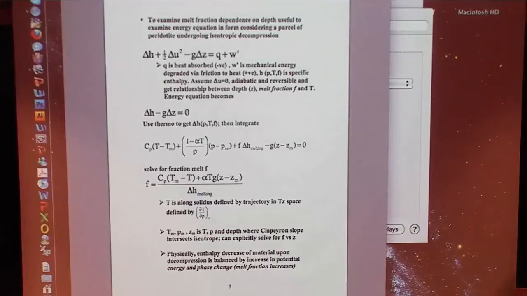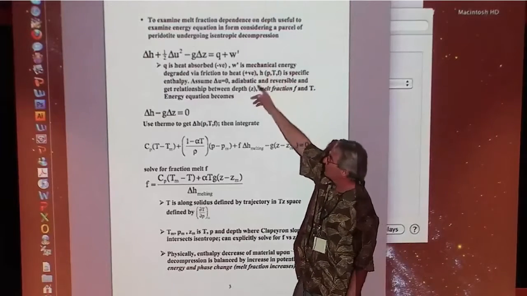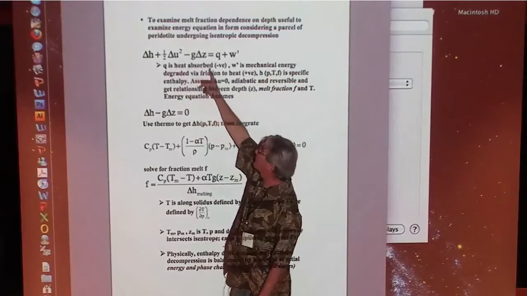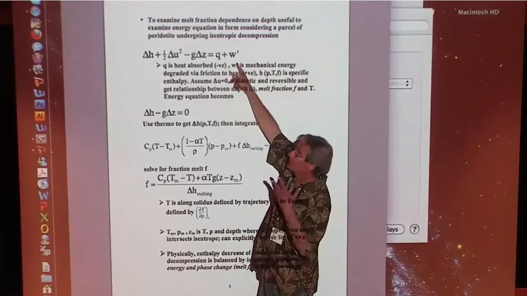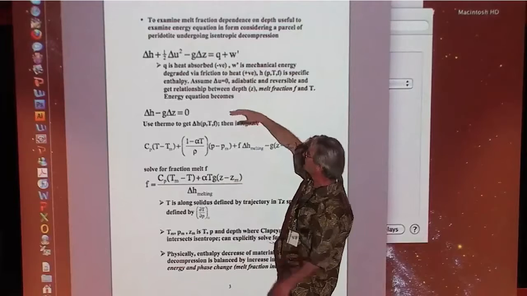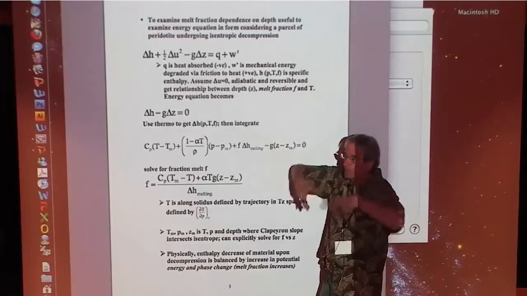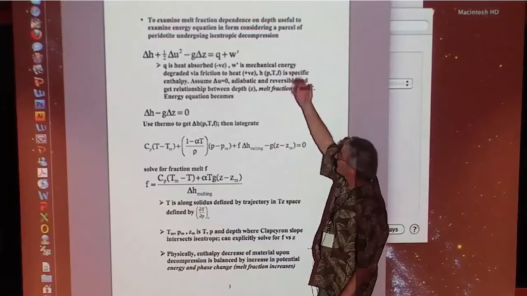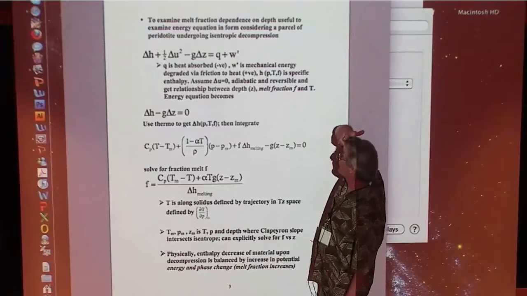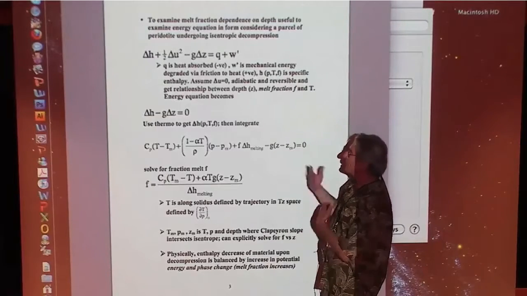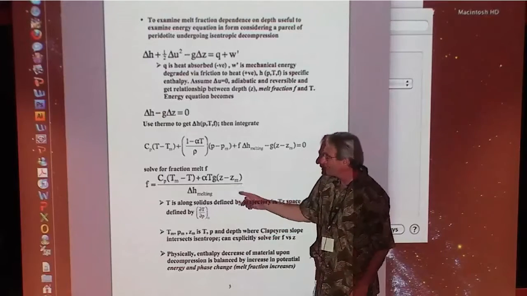You can examine the one-dimensional energy equation. This is an enthalpy change, kinetic energy, gravitational potential, heat absorbed, and the non-pressure volume work. You make all these classic assumptions about neglecting: it's adiabatic ascent, heat does not leave the pipe, and you don't worry about friction. It's small anyway, but it's there. And you can derive a relationship between the temperature, the depth, and the fraction of liquid.